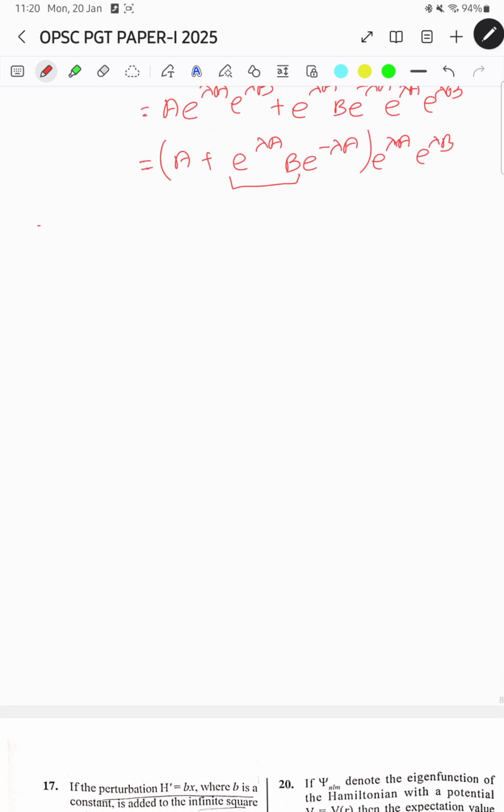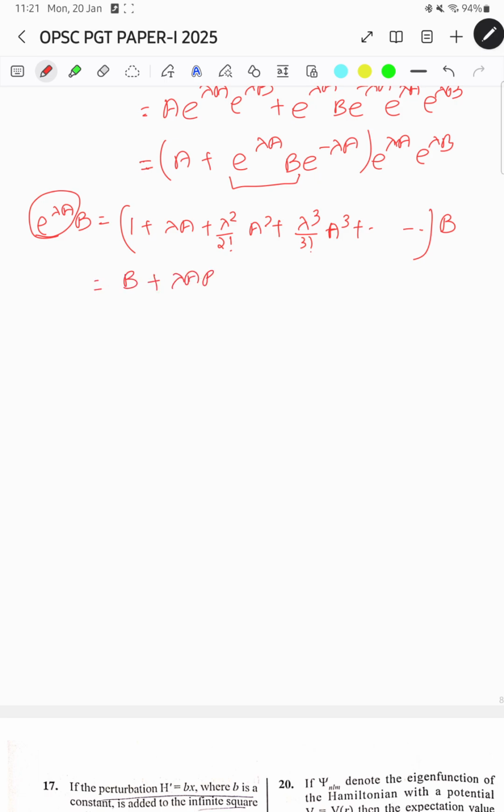So we need to find out this e to the power lambda (a+b). So you need to expand this: 1 plus lambda a plus lambda square upon 2 factorial a square plus lambda cube upon 3 factorial a cube plus dot dot dot, into b, and these are operators, remember. B plus lambda ab plus lambda square upon 2 factorial a square b plus lambda cube upon 3 factorial a cube b plus dot dot. We know the relation: [a to the power n, b] will be n a to the power n minus 1 [a, b].